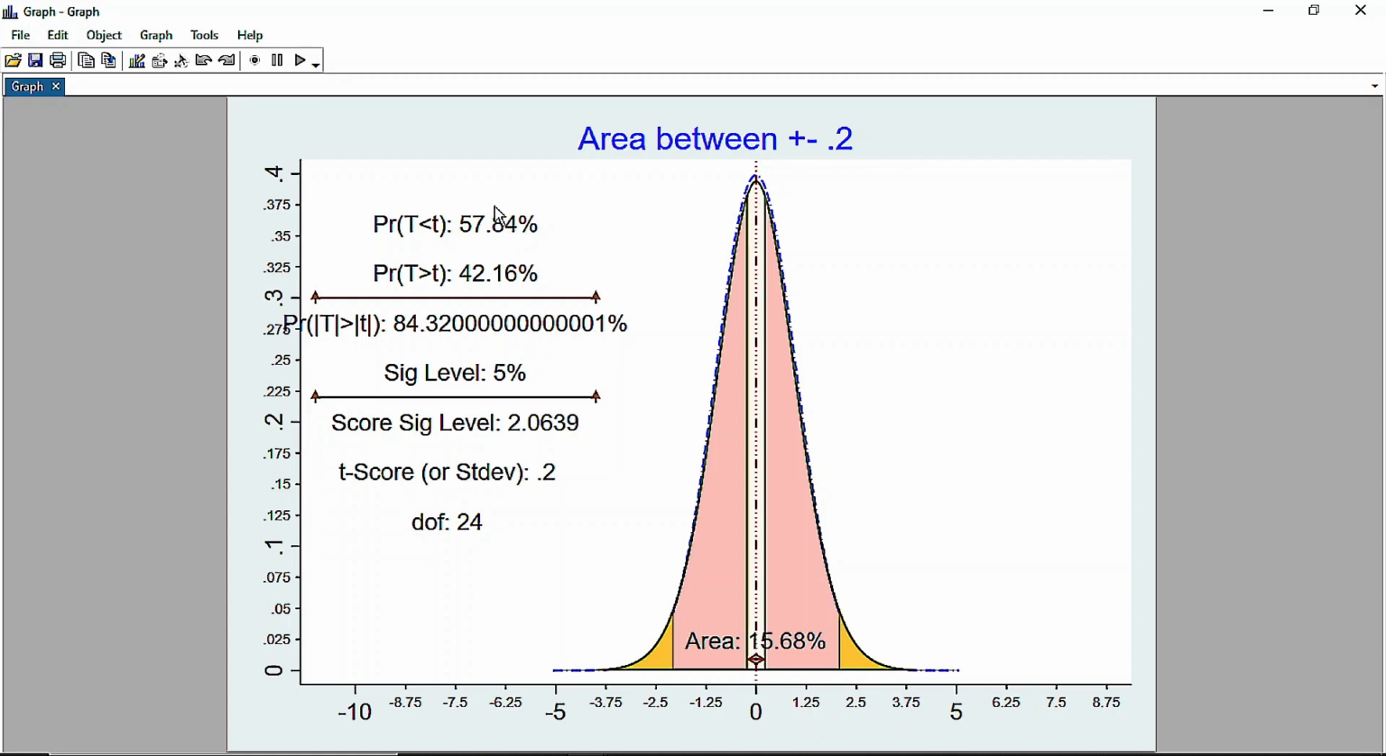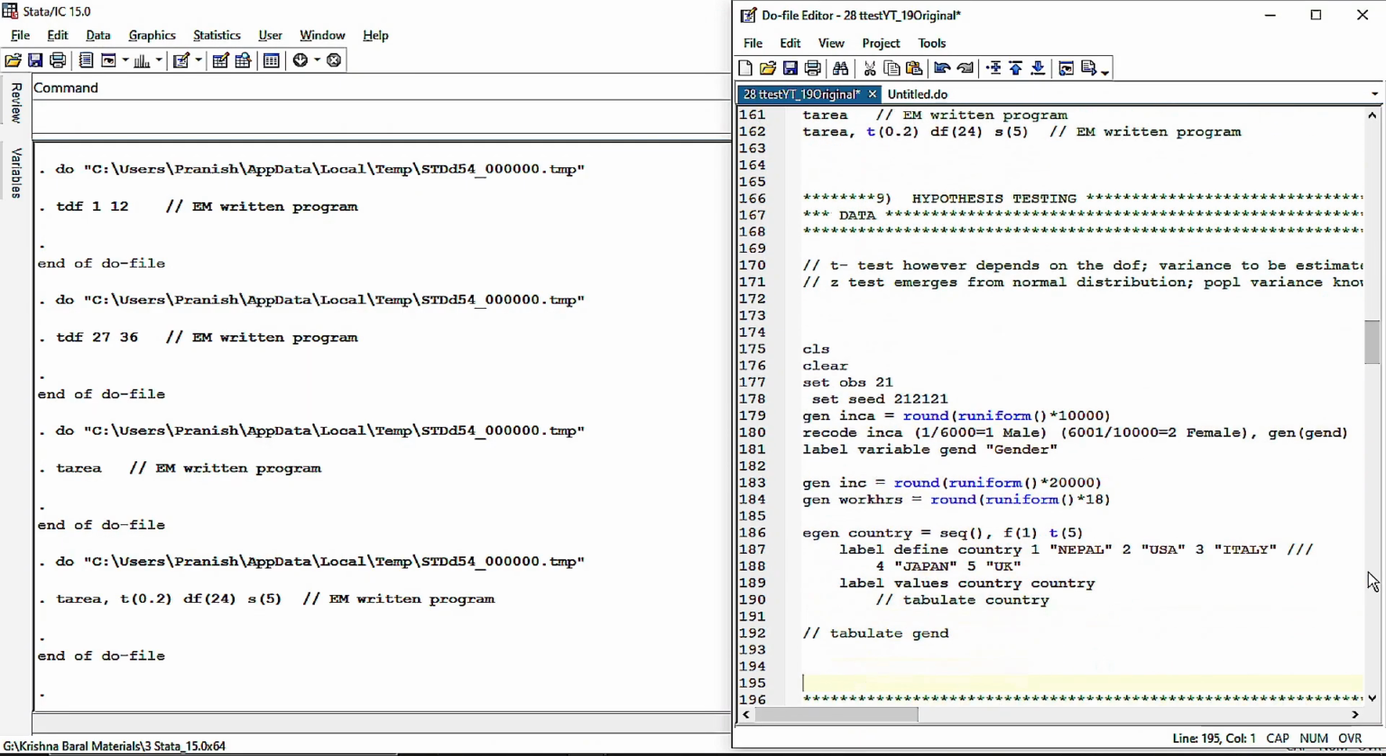Similarly, the p-value in both the left tail and right tail test is greater than our significance level. That is why we fail to reject the null. Now let us see some hypothesis testing.